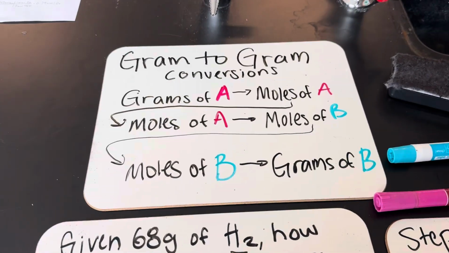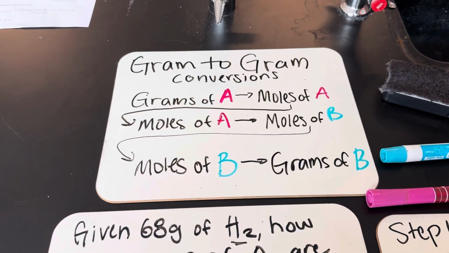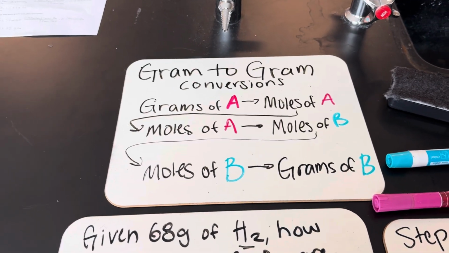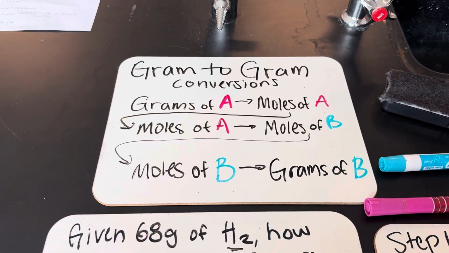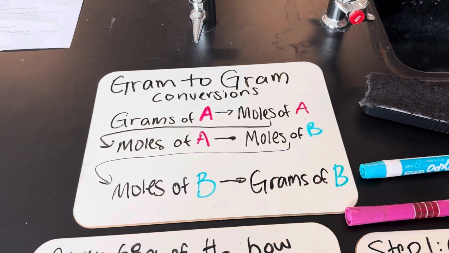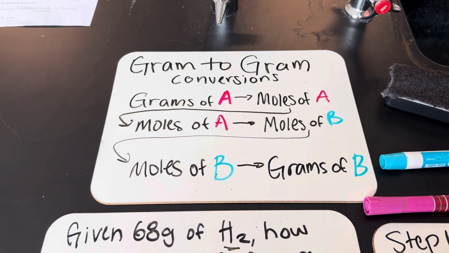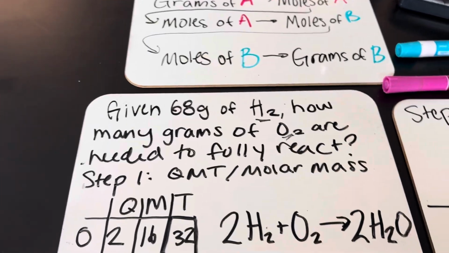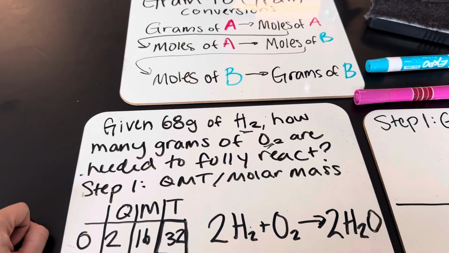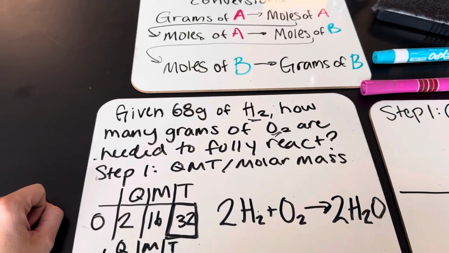This is a video about gram to gram conversions, which on the surface seems complicated, but it's not. It's just combining conversions you already know how to do and just doing them in a certain order. So this is our little map that we're going to follow in order to do this kind of conversion. But let's look at the question first. The question says, given 68 grams of H2, how many grams of O2 are needed to fully react?